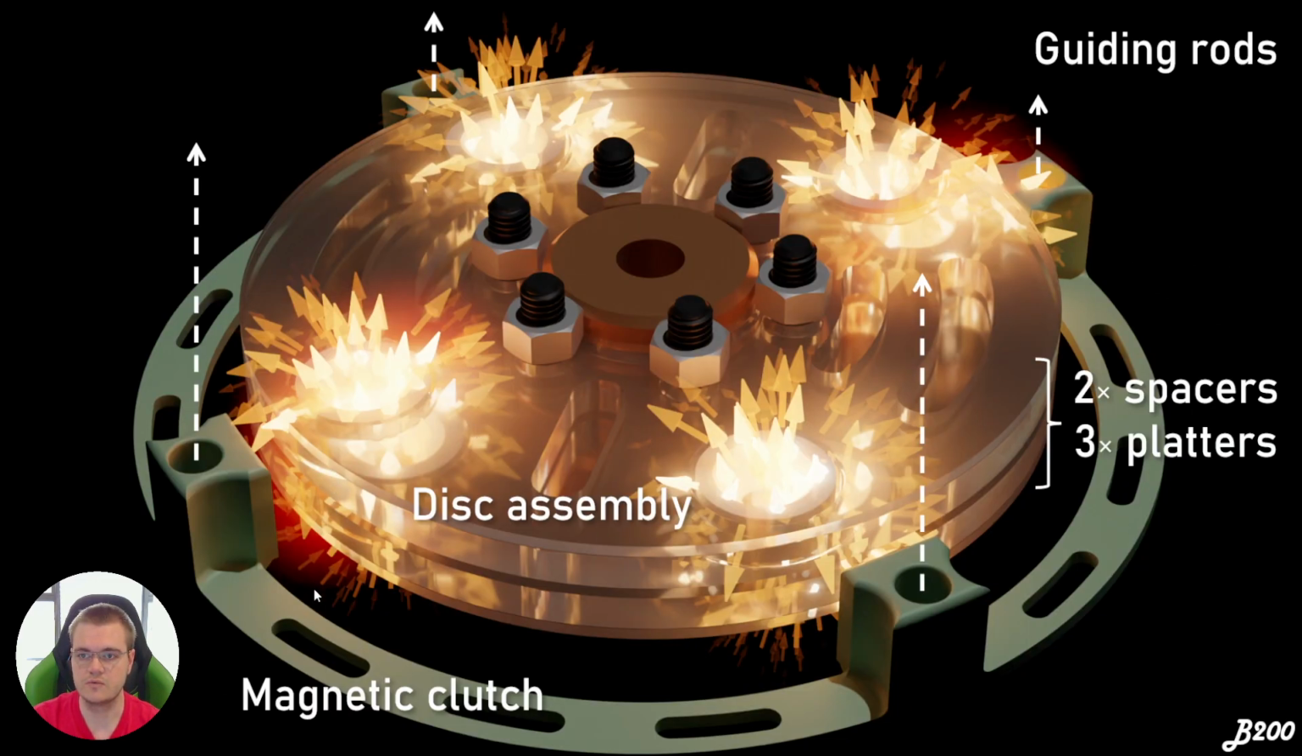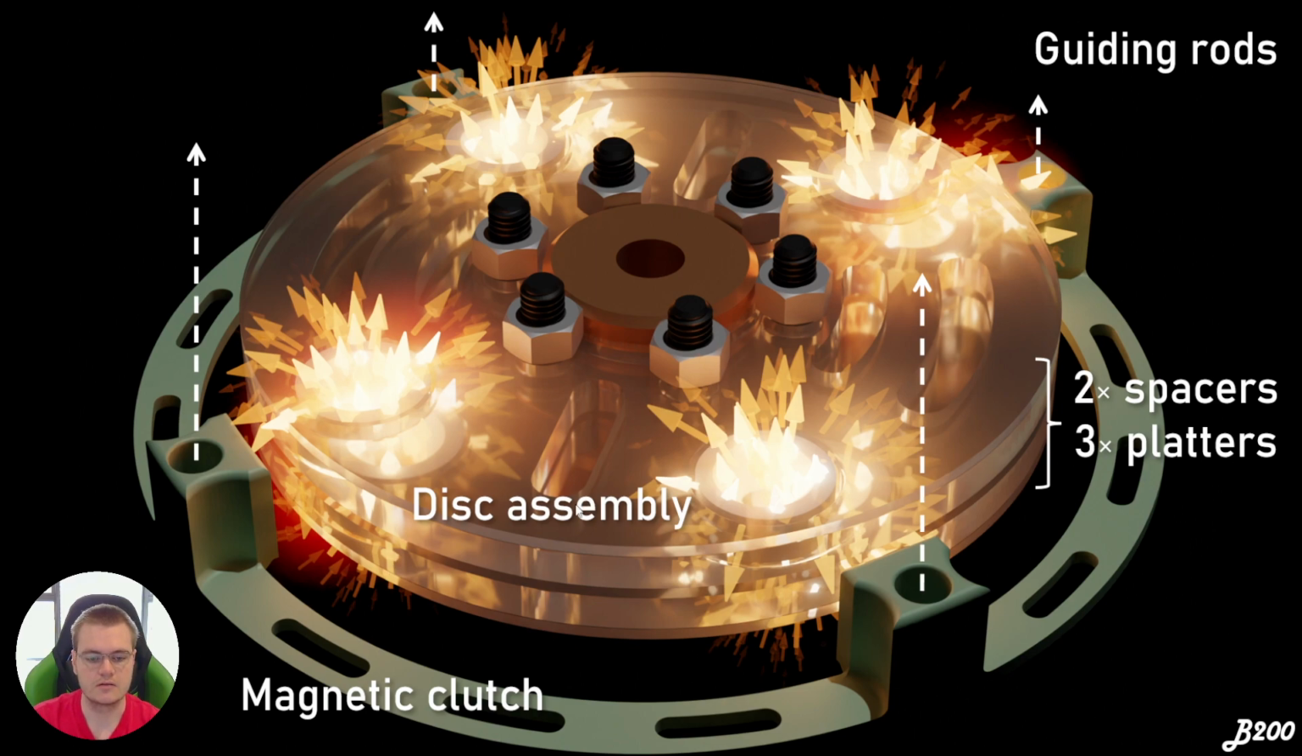In the center, we've got the disk assembly, comprised of the magnets, spacers, and the platters all bolted together. Along the outside, we have the magnetic clutch alongside the guiding rods, which allow the clutch to move vertically up and down. And the coupling between the sets of magnets is what allows the disk assembly to stay stationary whilst the lead screw is rotating, such that the disk assembly can move up and down.